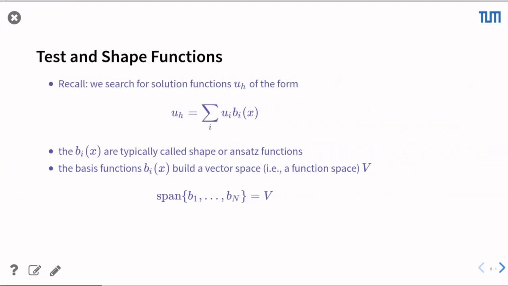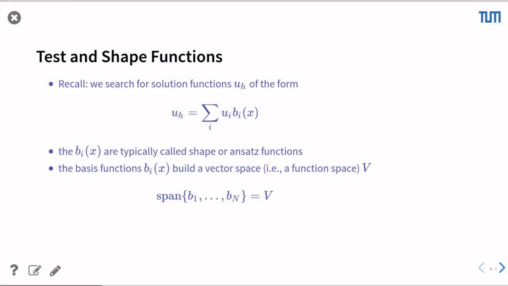So we are searching for solutions which are piecewise linear and can be written as a sum of these basis functions. These basis functions are then typically called shape or ansatz functions, depending on what book you look into. They build a vector space, as I've said before, or a function space, V. So the span of them is some function space. In this case, it's the function space of piecewise linears. If you choose a different form of the basis, but it still spans the same space, then you have essentially the same finite element method. You've just chosen to implement it slightly differently.